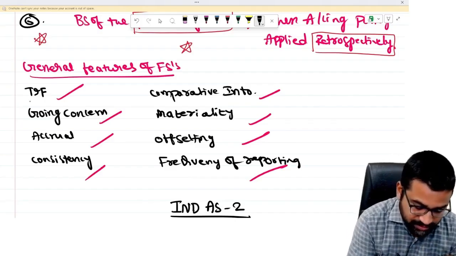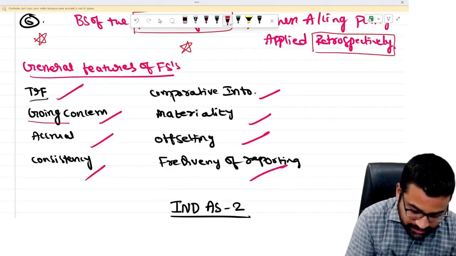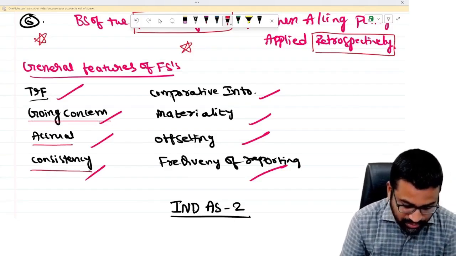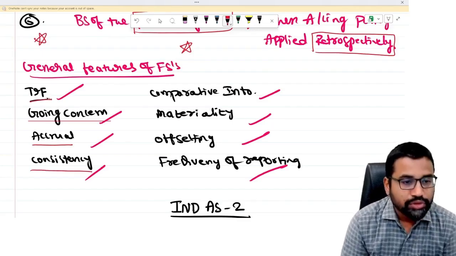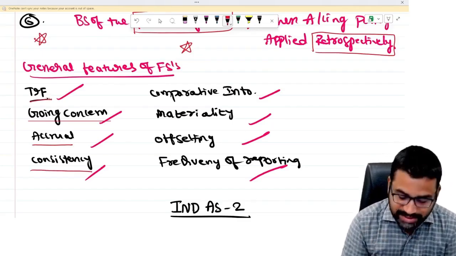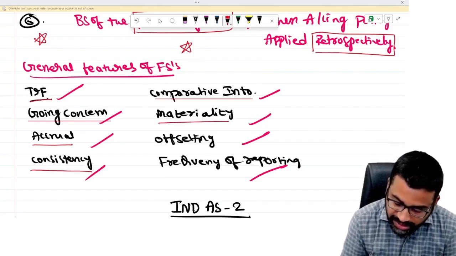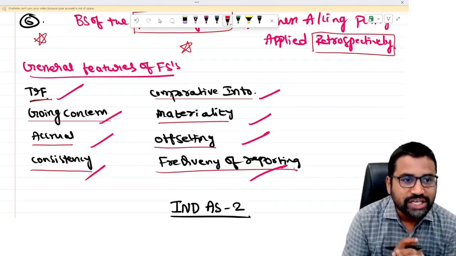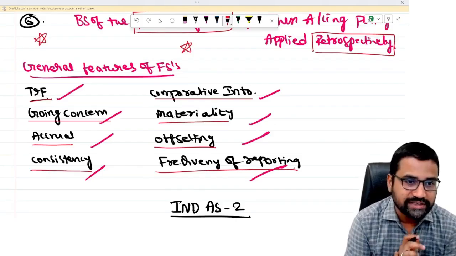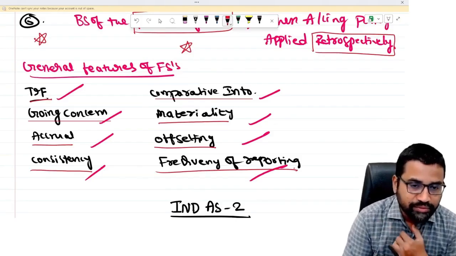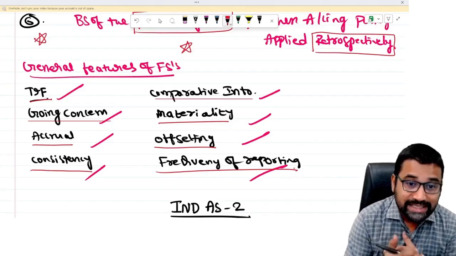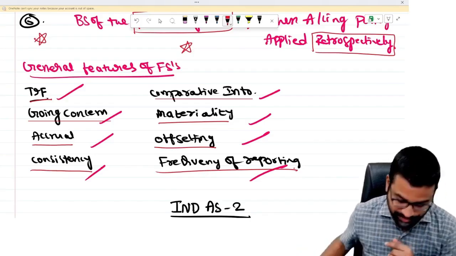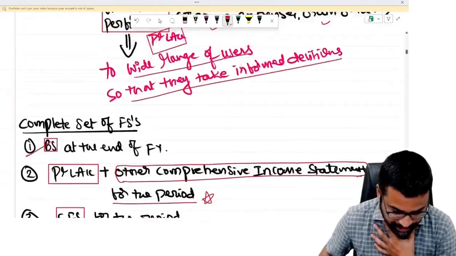True and fair view, first one. And then going concern, you know this. Accrual concept, you know this. Consistency concept, you know this. So true and fair view, going concern, accrual, consistency, comparative information, materiality, offsetting, frequency of reporting. So generally these are the general features of financial statements.